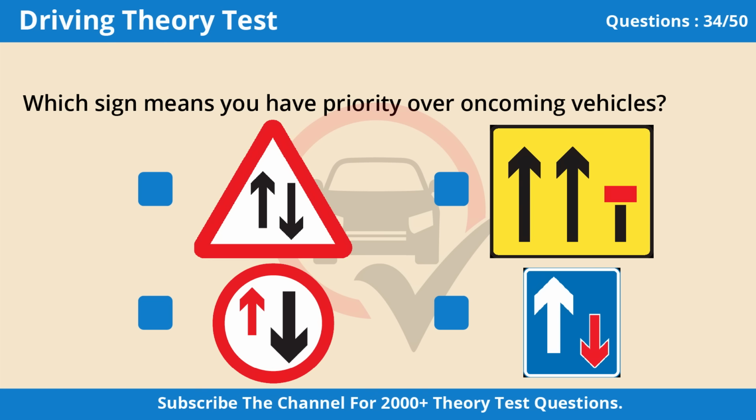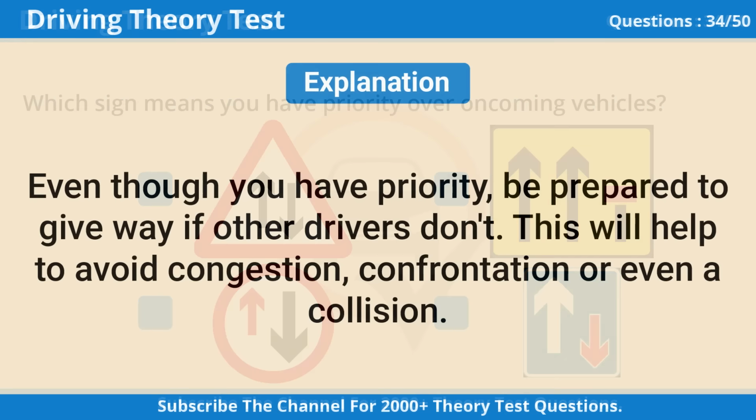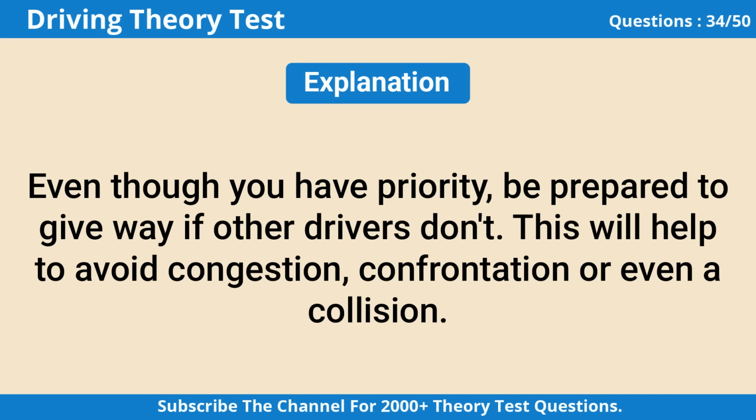Question 34. Which sign means you have priority over oncoming vehicles? D. Even though you have priority, be prepared to give way if other drivers don't. This will help to avoid congestion, confrontation, or even a collision.